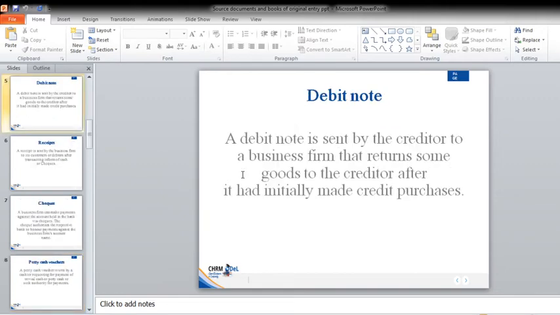Another document that we call a source document is a debit note. A debit note is normally issued to correct an undercharge. When you find that the invoice that was sent to the customer was actually a lower amount than what is supposed to be paid, then the business can send a debit note, which is also known as an additional invoice, to increase the amount in the original invoice for that particular customer.